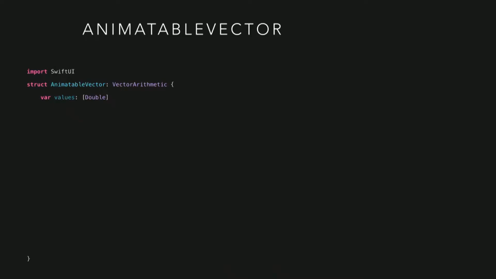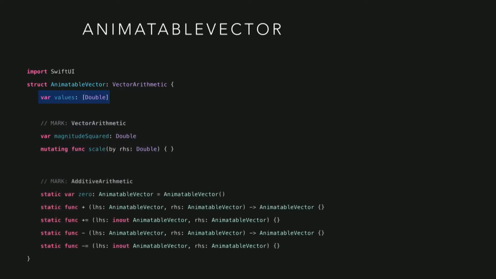So it's much better practice to implement a custom class or struct that will conform to vector arithmetic, and then you can implement your vector arithmetic on your own. In this example, I'm building a Euclidean vector. We have the values, and these values can be as many as we want. We only need to implement methods from vector arithmetic and additive arithmetic like that. Why do we need just these methods? Well, let me try to explain.